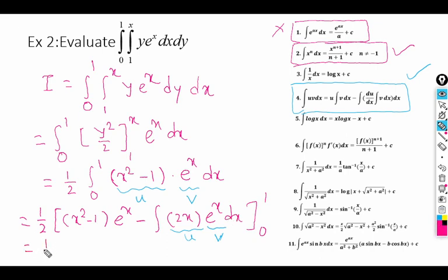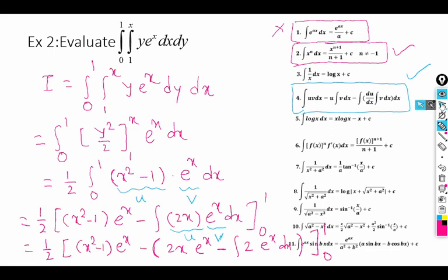So it is 1 by 2, x square minus 1, u into v, minus. Now we are going to apply by parts here, so I will take a round bracket again. So u is 2x into the integral of the second, minus the integration of the derivative of first. The derivative of 2x is 2 and the integral of e raised to x is e raised to x. This round bracket is completed, the square bracket is completed, limits are 0 to 1.